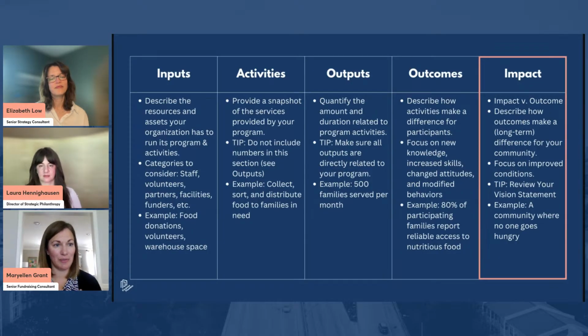This is, again, like Elizabeth mentioned, where you really draw from your organization's vision statement. What are you really trying to achieve? The impact section is an opportunity to define what success looks like for the participants in your program. You can also define what success looks like for the community your program serves.